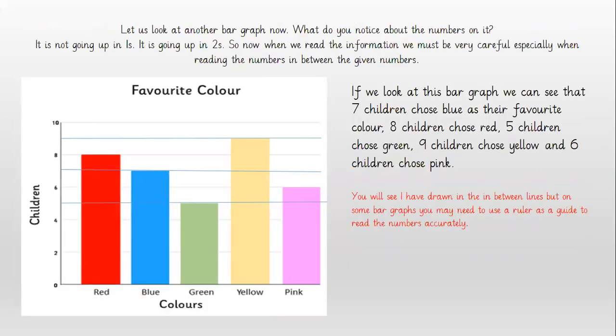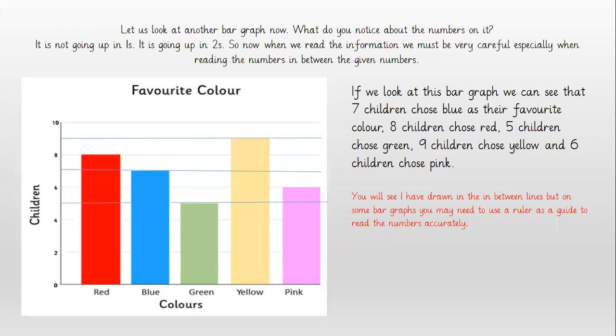Now let us look at another bar graph. What do you notice about the numbers on it? It's not going up in 1s, it is going up in 2s. So now when we read the information, we must be very careful, especially when reading the numbers in between the given numbers.